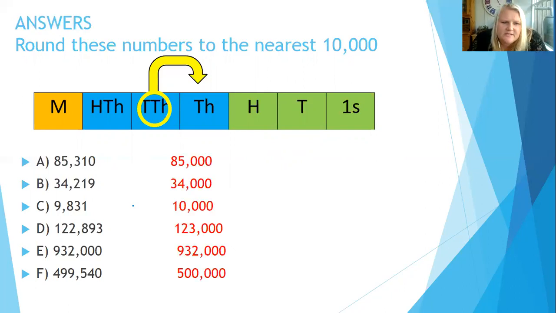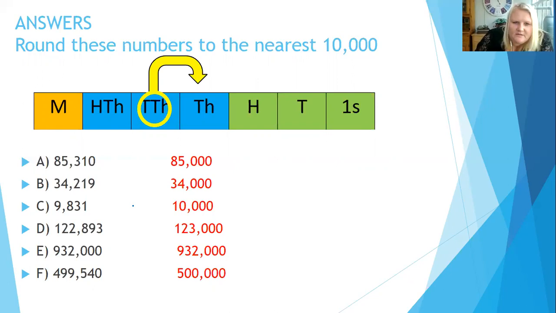Okay, here are the answers. So 85,310 rounds down to 85,000. 34,219 also rounds down to 34,000. 9,831 rounds up to 10,000. 122,893 rounds up to 123,000. 932,000 stays at 932,000, sneaky one in there. And 499,540 would round up to 500,000.